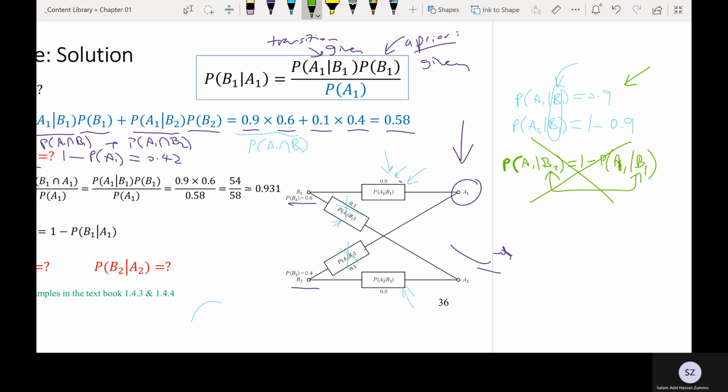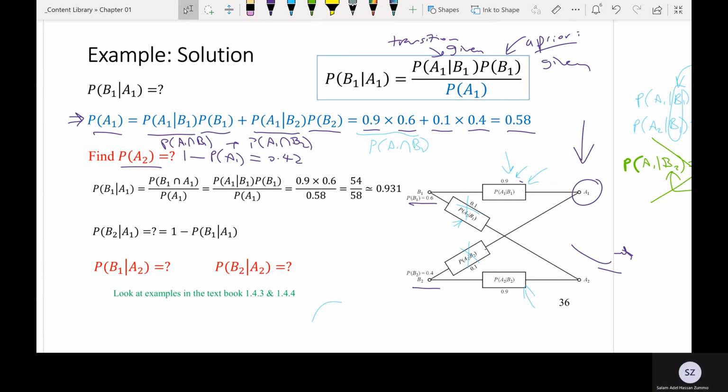Okay. Great. Good questions. أسئلة حلوة. Other questions. طيب الآن if we would like, now we found the denominator. We found probability of A1. Now let's find probability of B1 given A1, which is the probability that, given that I noticed that I received 0, what was the probability that it was correct?